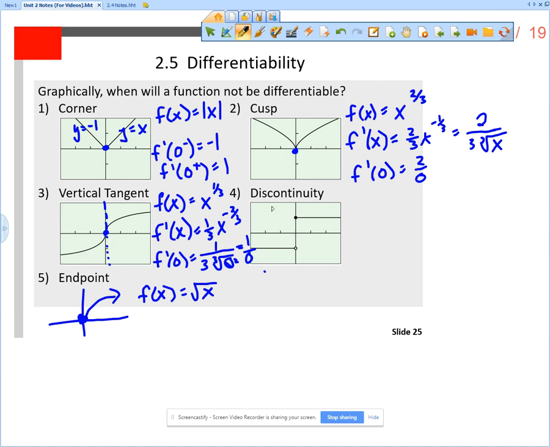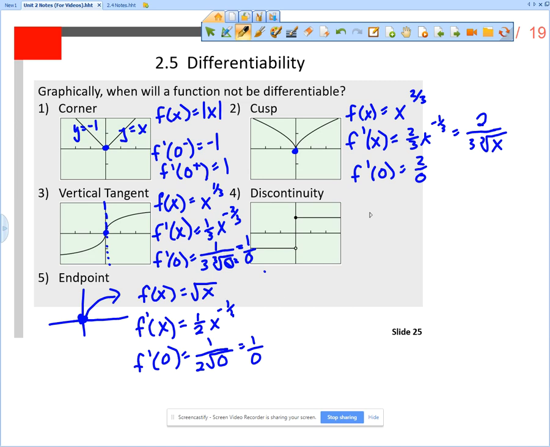Obviously, any discontinuity, we already talked about that. All right, what about an endpoint? Well, in this scenario, it's pretty easy to show f prime of x. What would the derivative of the square root of x be? That would be 1/2 x to the negative 1/2. So just like these other ones, f prime of 0 would be 1 over 2 root 0, right? Well, that's 1 over 0 once again, and so that is undefined. But to broaden this, any endpoint is not going to be differentiable.